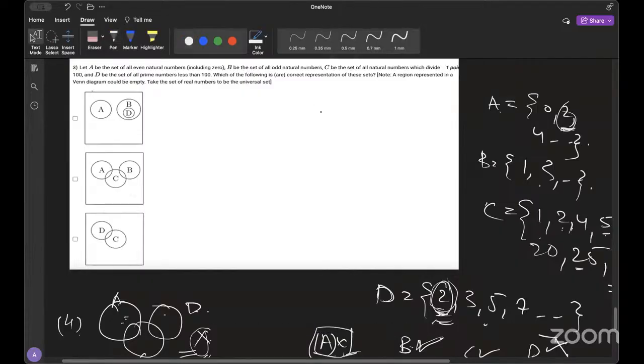And ma'am, this square was representing the universe? Yes, this is the universal set, which means everything that's in the situation.